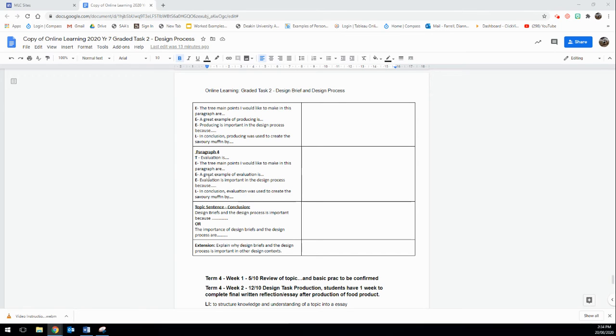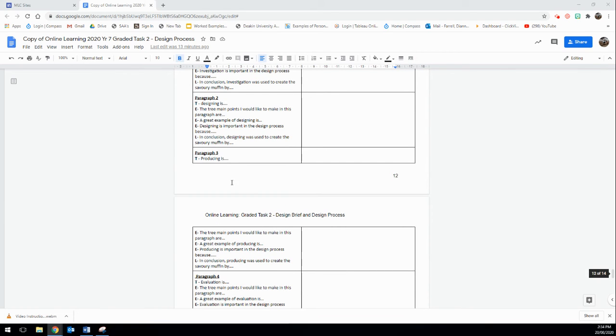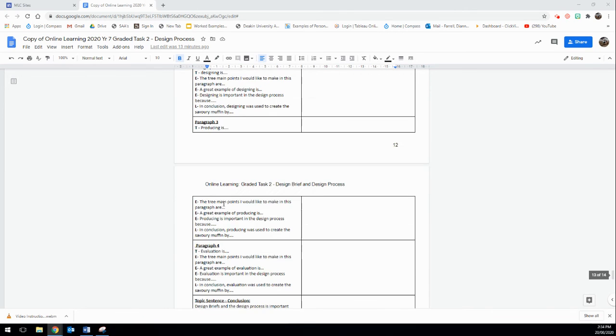So there you go. Now, you probably are not going to be able to write a lot of evidence about evaluation or production because we haven't done it yet. So you may need to leave those ones. You can definitely write in what the definition is, the topic sentence. Okay, you could even have what your 3 main paragraphs are.